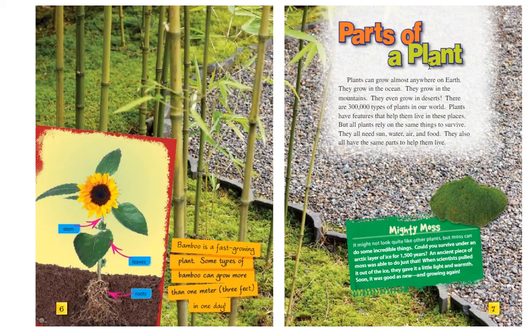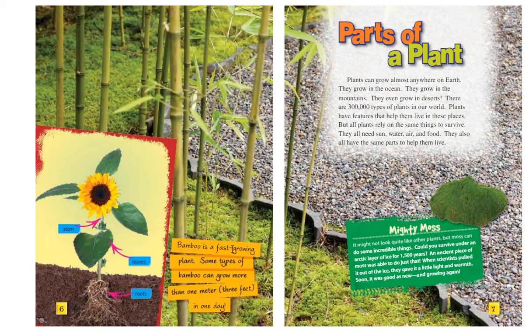Next up, parts of a plant. Plants can grow almost anywhere on Earth. They grow in the ocean, they grow on the mountains, they even grow in deserts. There are 300,000 types of plants in our world. Plants have features that help them live in these places, but all plants rely on the same things to survive. They all need sun, water, air, and food. They also all have the same parts to help them live. So some parts of a plant we'll see are the stem, the leaves, and the roots underground.